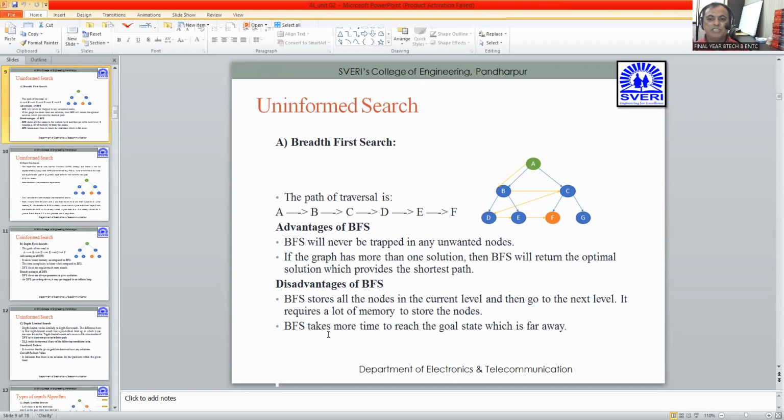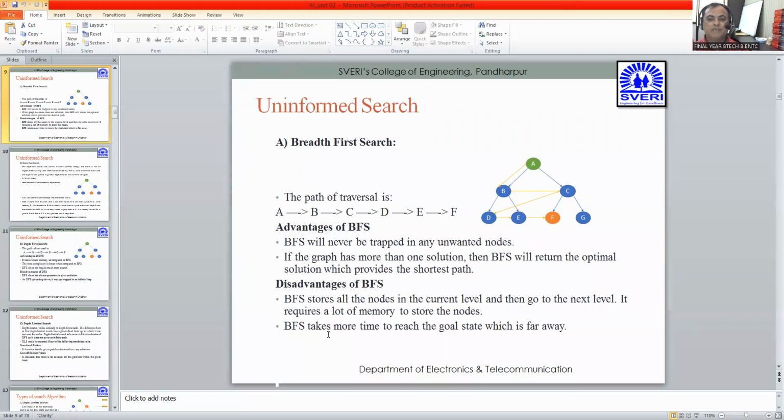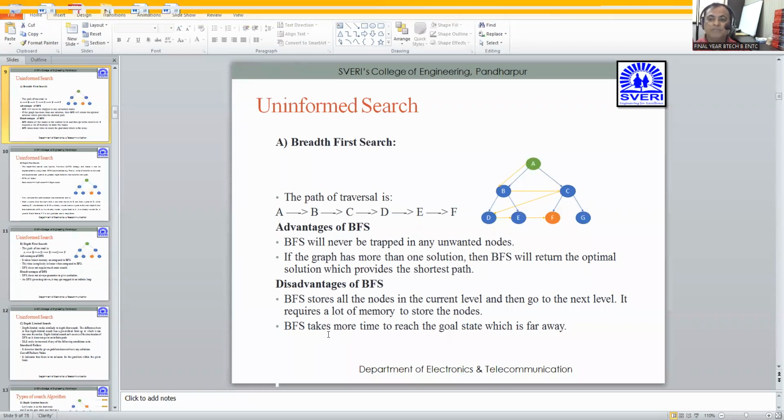What are the advantages? It may not be trapped in unwanted nodes. Then, if the graph has more than one solution, it will provide you the shortest path. These are the advantages. Whereas the disadvantage is that it requires a lot of memory to store the nodes because it goes to each and every node. And it takes more time to reach a goal which is far away.